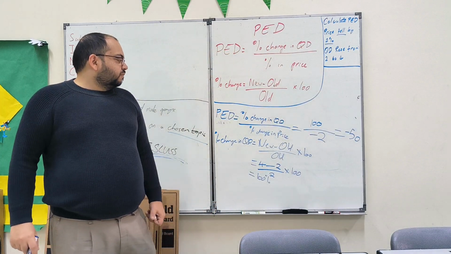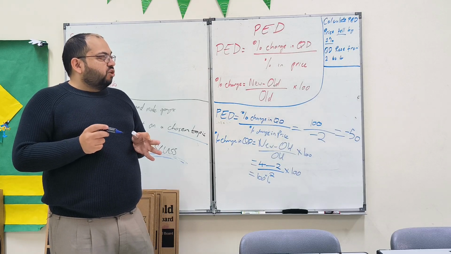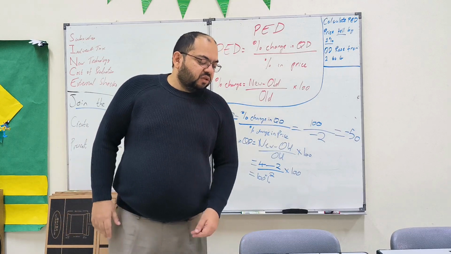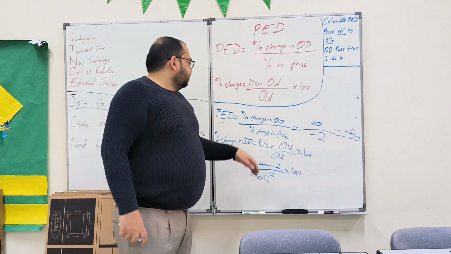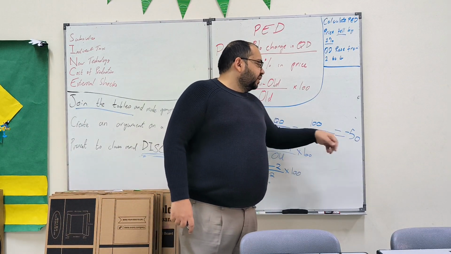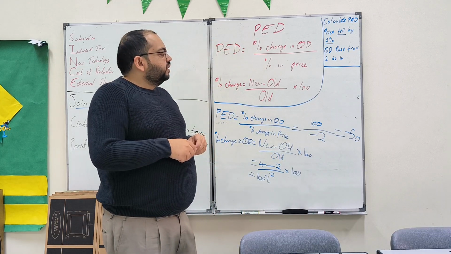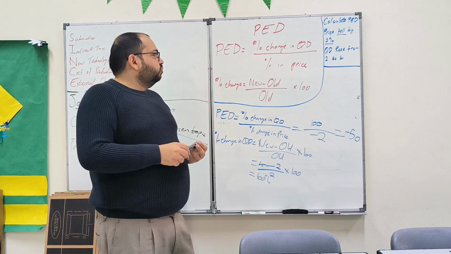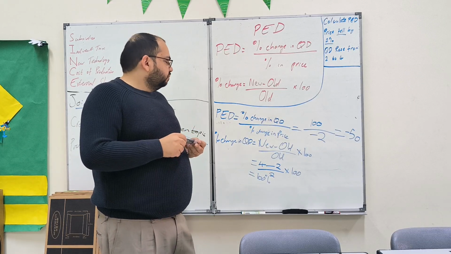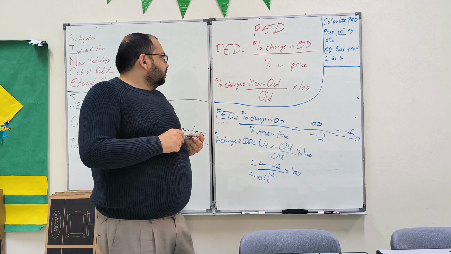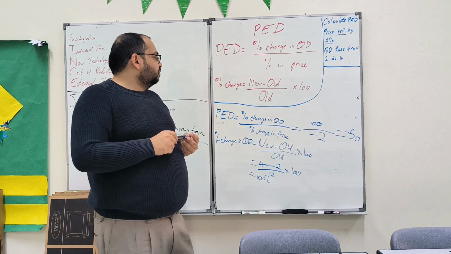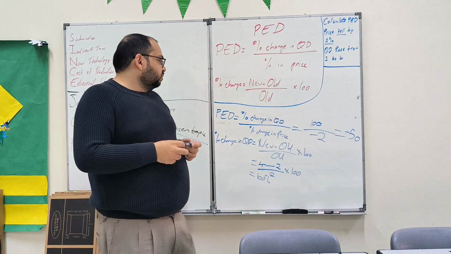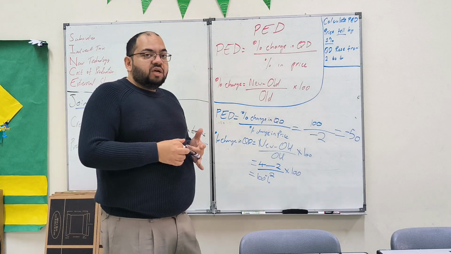Which tells us that it is very, very elastic, right? You can see that PED is minus 50. Which means that because the price fell by 2%, QD rose from 2 to 4. Okay? So, this is it. It's fairly simple if I'm honest with you. So, yeah. I hope that helps.